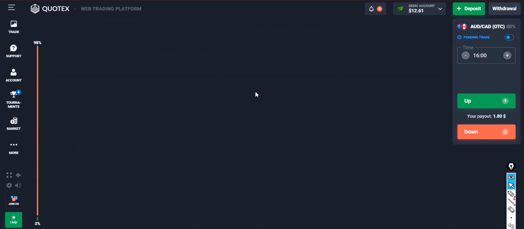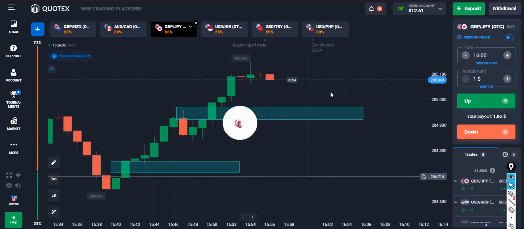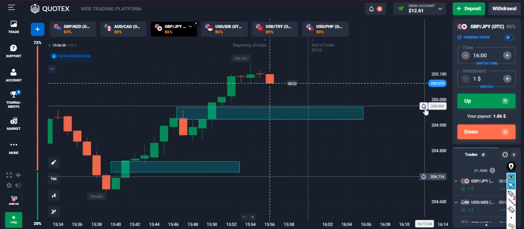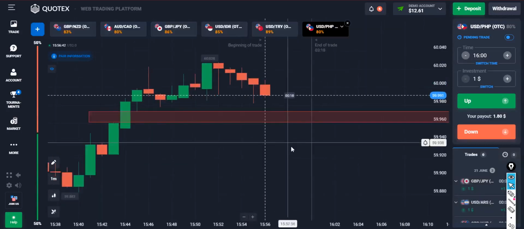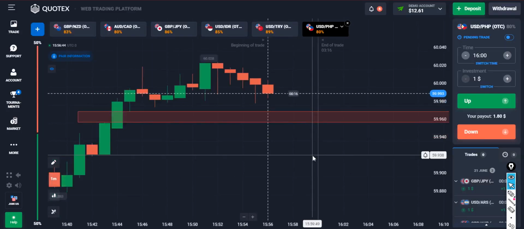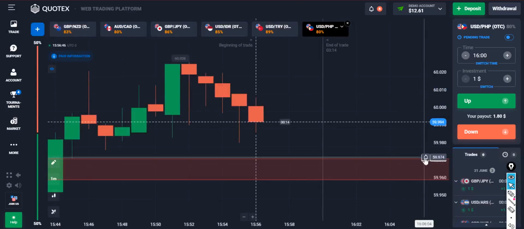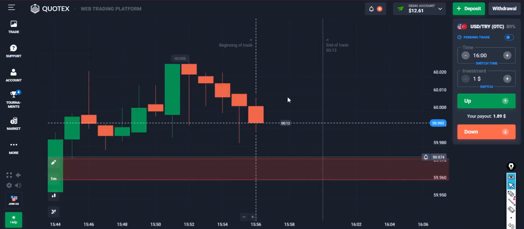There is a fair value gap right here, but we're not gonna take this one because it is smaller. We're gonna put an alarm right here. USD PHP. Okay, it is USD PHP. Let's see if the market gives us a chance tonight or not.